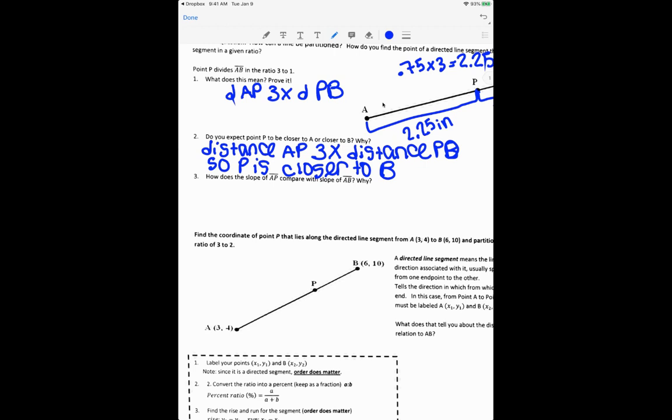How does the slope of AP compare with the slope of AB? Why? So the slope of AP and the slope of AB are going to be the same because they're on the same line. So they have to be equal because they're collinear. So if they're on the same line, they have to have the same slope.